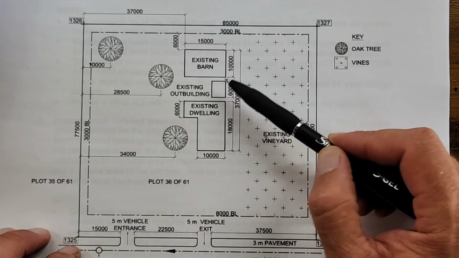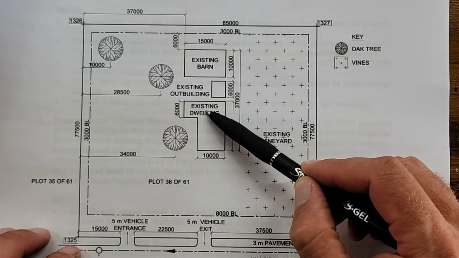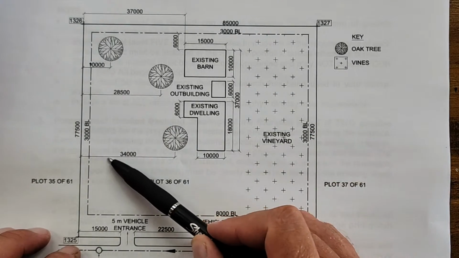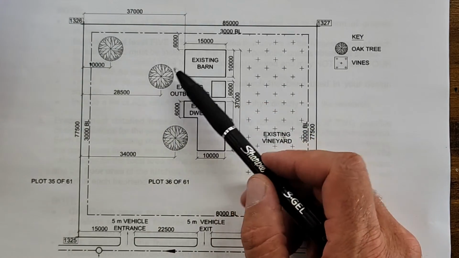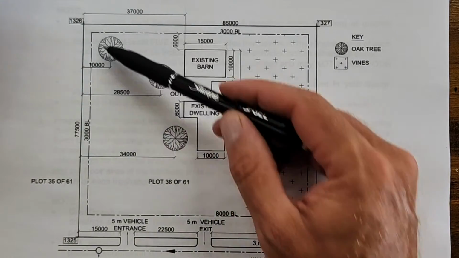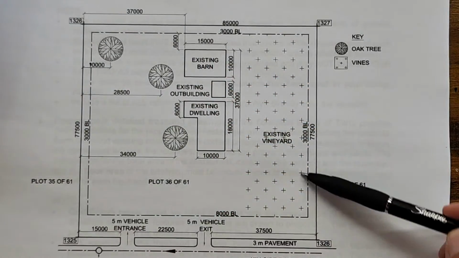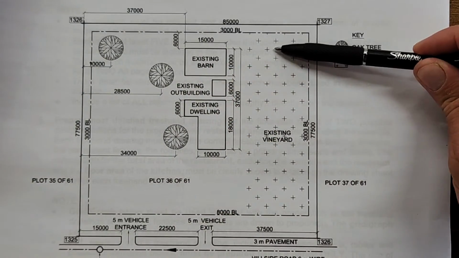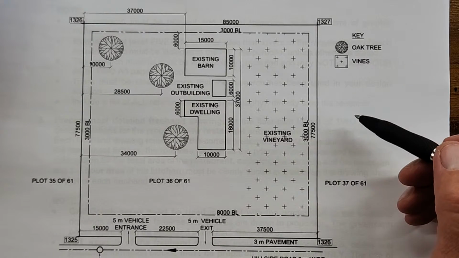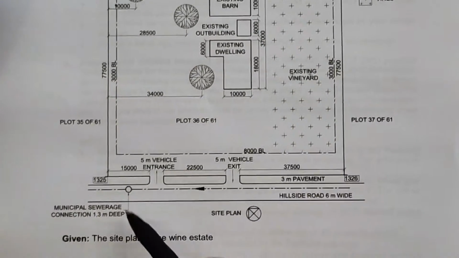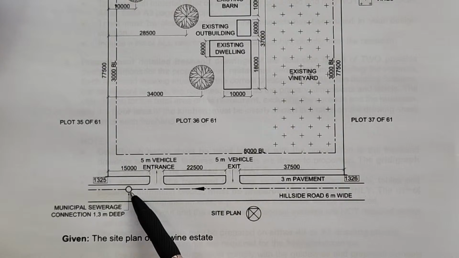All right. There's existing barn, existing outbuilding, and existing dwelling. And they give you the sizing of this and even the placement of your trees. You have your building all around here. Then there's existing vineyard on the right hand side. Let's just quickly see. Where's that manhole? Okay, there's the sewer manhole. That's the one that you have to connect to.